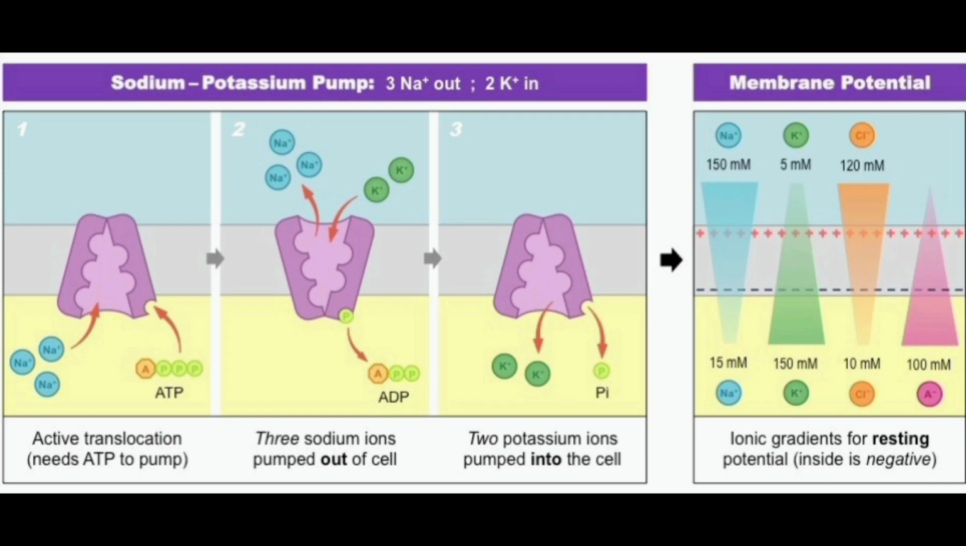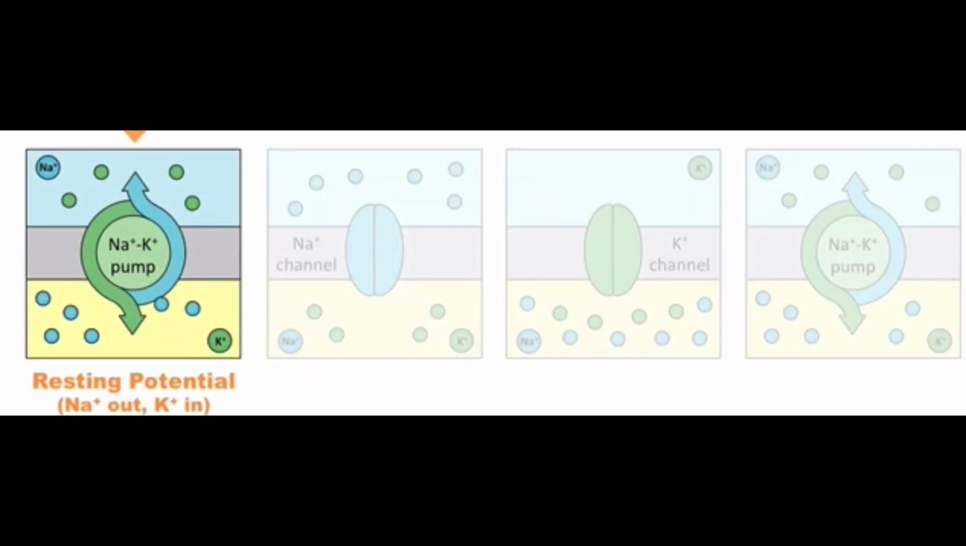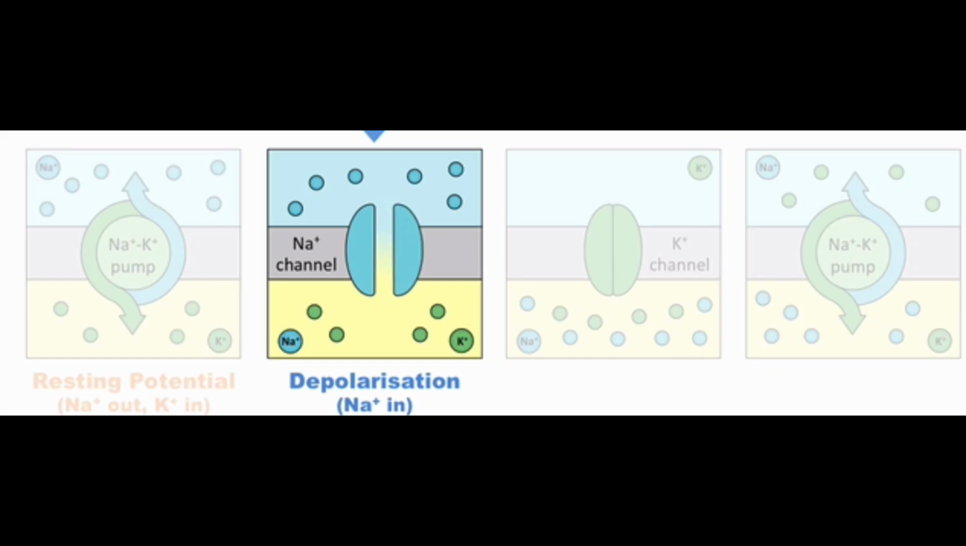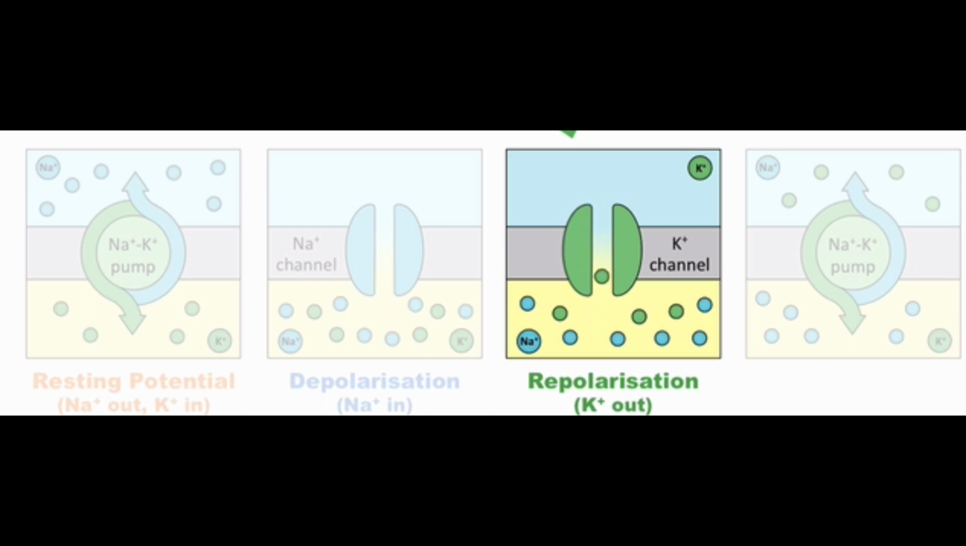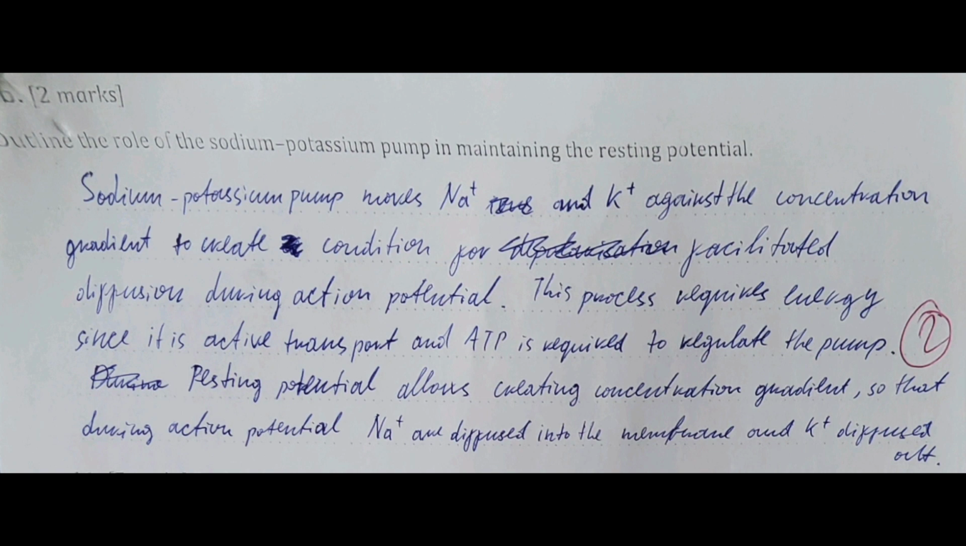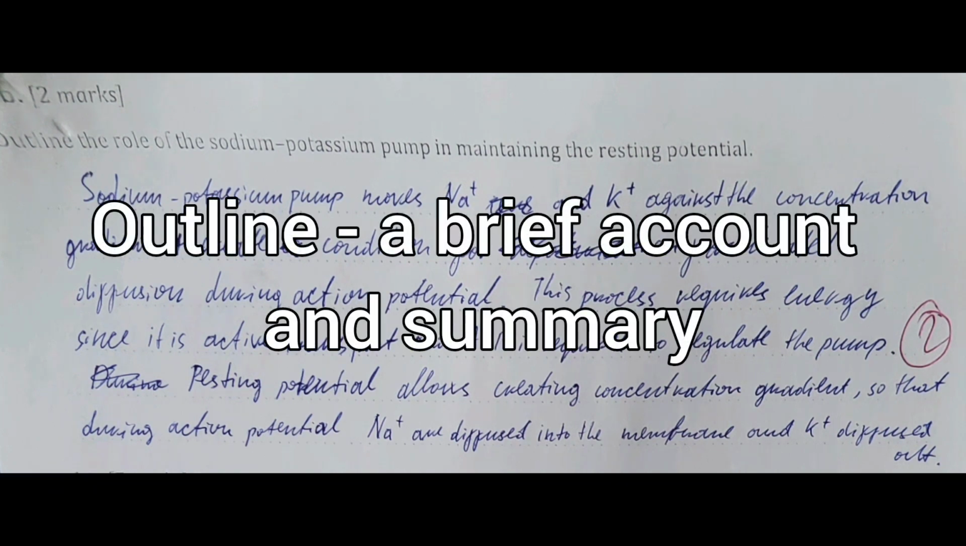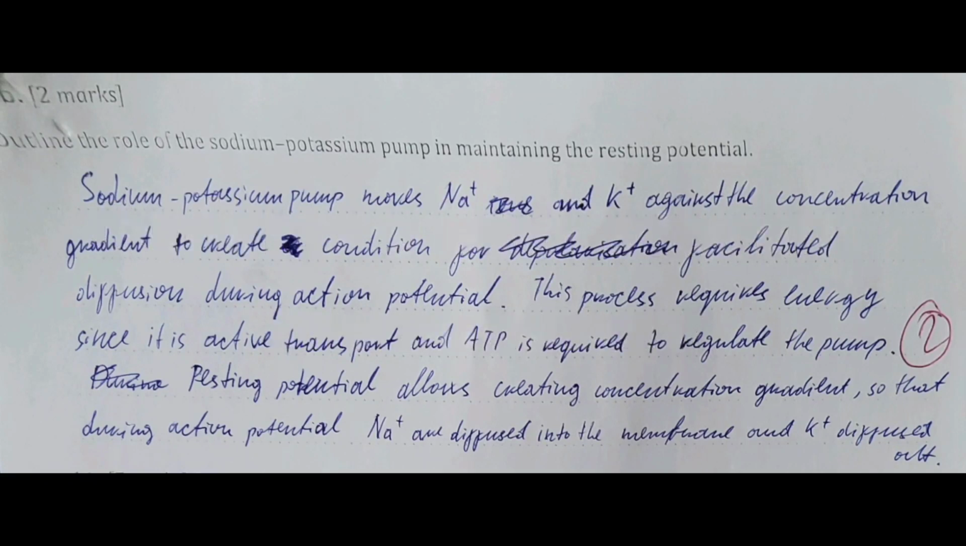Then, this creates an electrochemical gradient or concentration gradient, as you want, whereby the cell interior is relatively negative compared to the environment outside the cell, so that facilitated diffusion can occur during the further action potential. So we know that firstly we have resting potential, then action potential, which has depolarization, repolarization, and refractory period. It is not necessary to mention all the details since the command term outline requires a brief account and summary, and these 2 points are enough.